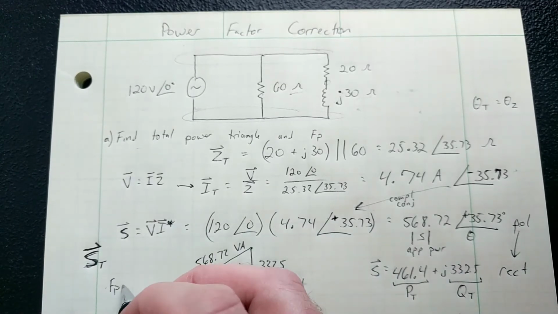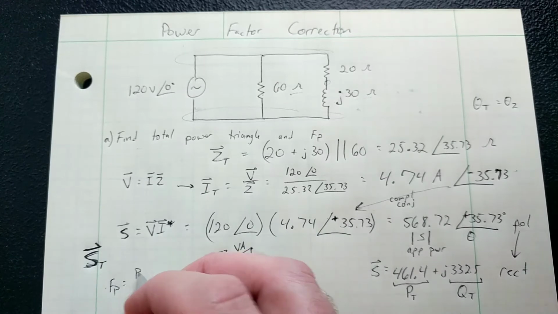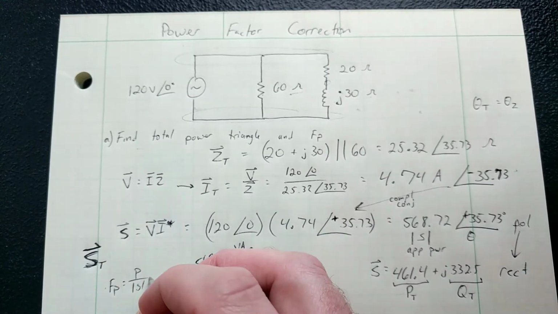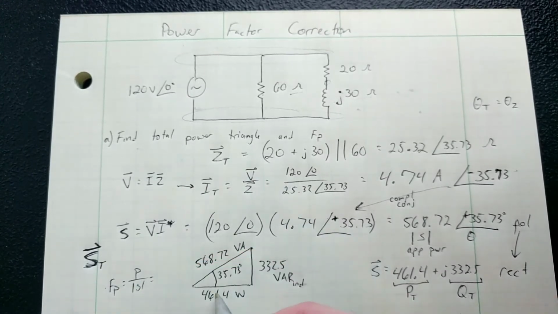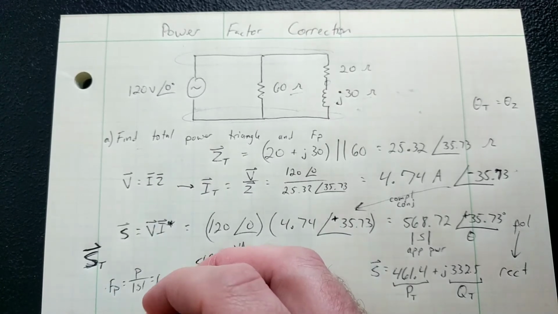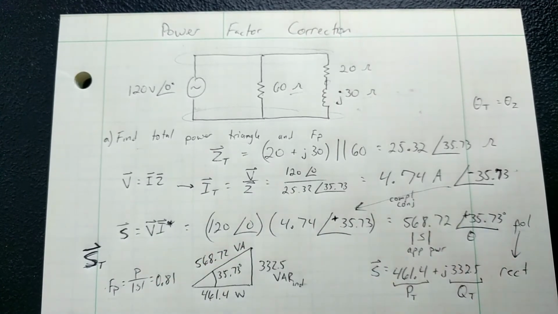The last step would be the power factor, which is P over apparent power. And if I just take those ratios, 461 divided by 568, I get 0.81.